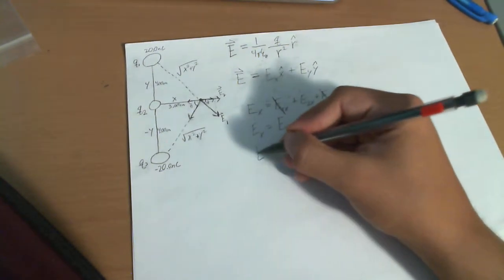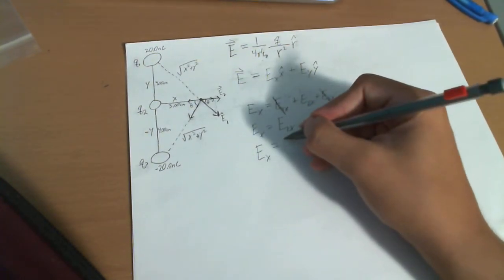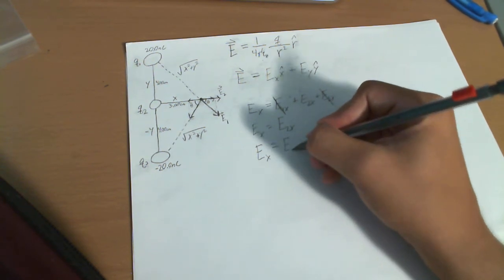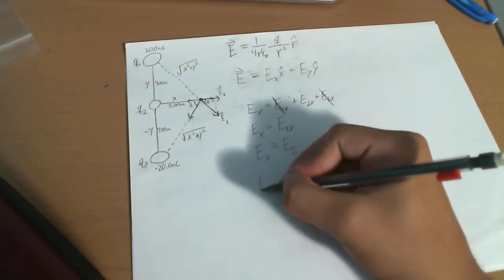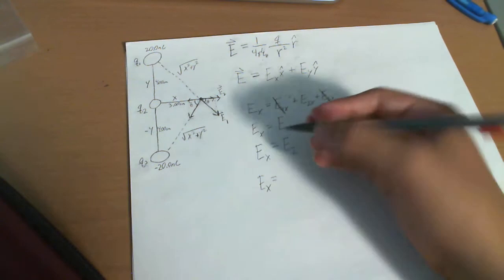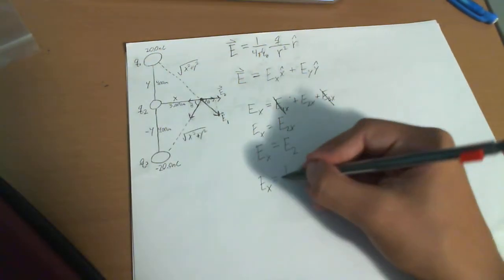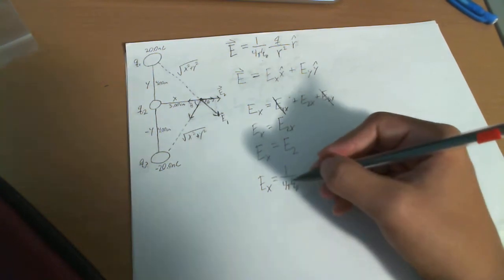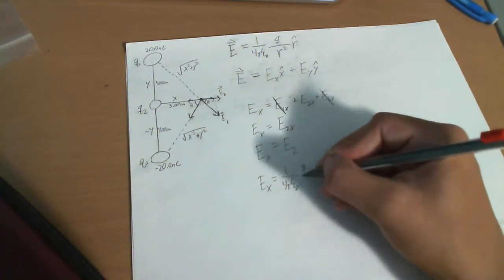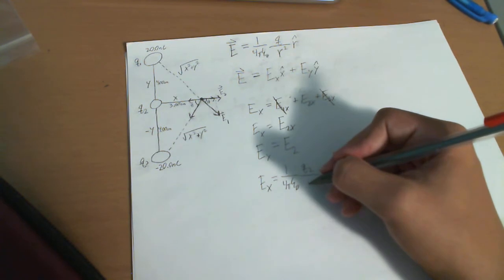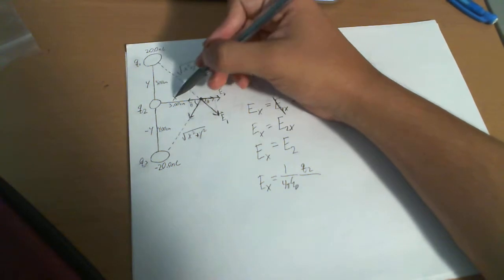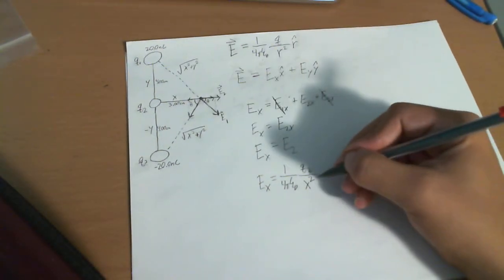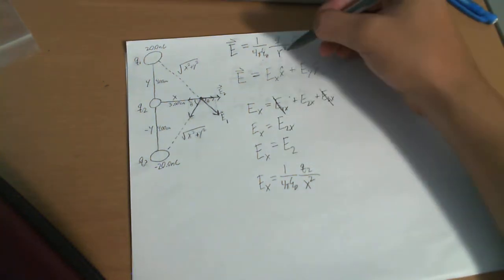And so E sub x is really just the electric field due to charge 2. So we get that E sub x is equal to 1 over 4 pi epsilon naught Q2 over the distance squared, right? So the distance from charge Q2 to our point of interest is x, so x squared. The square term comes from our electric field formula.